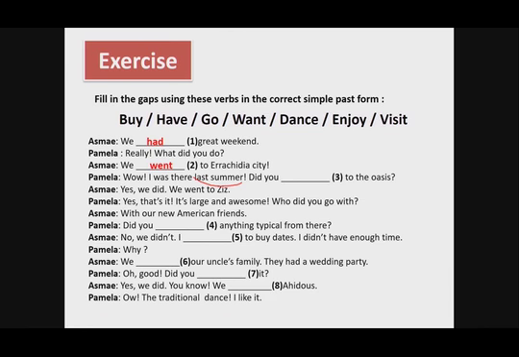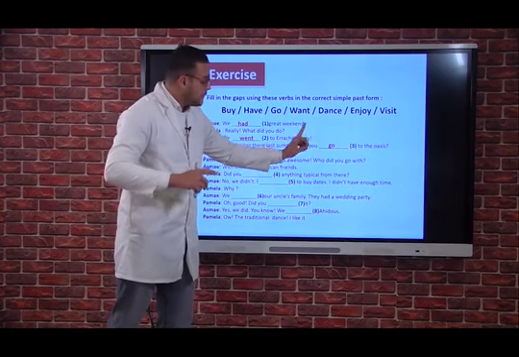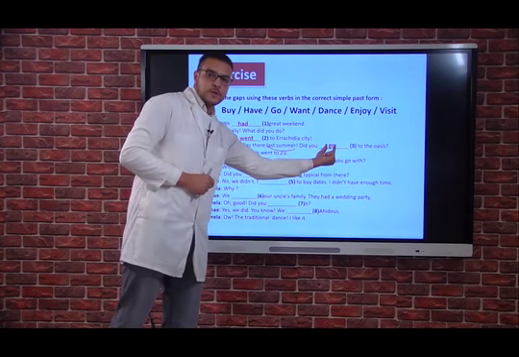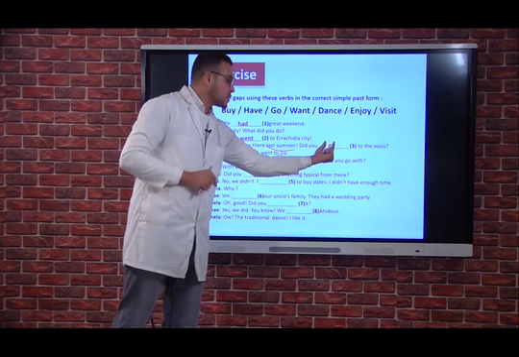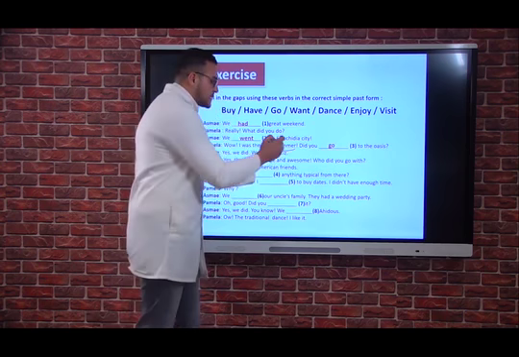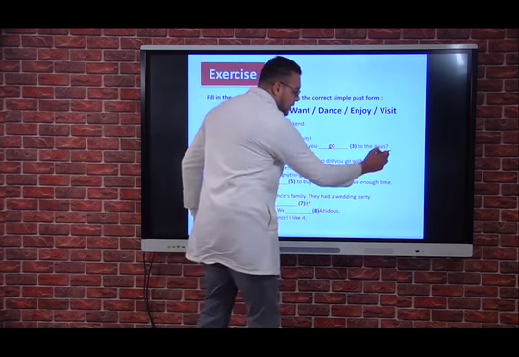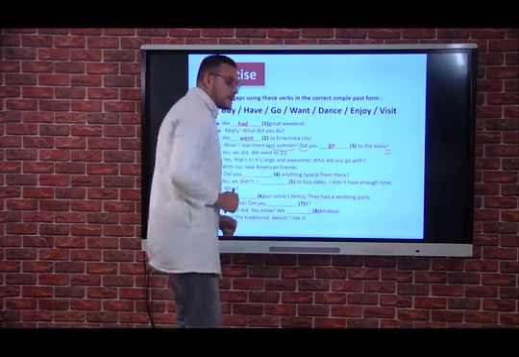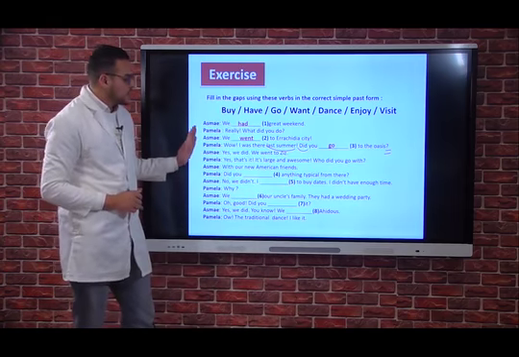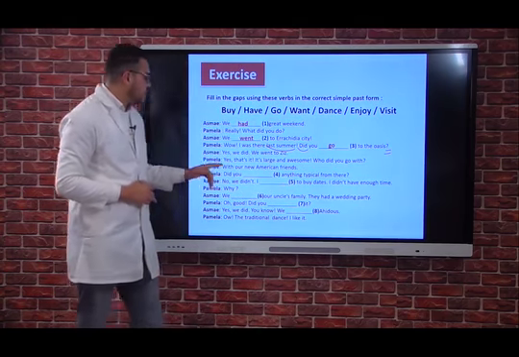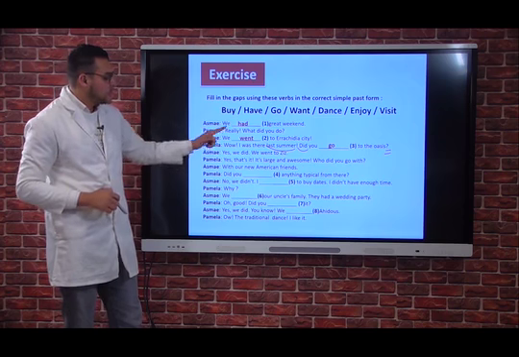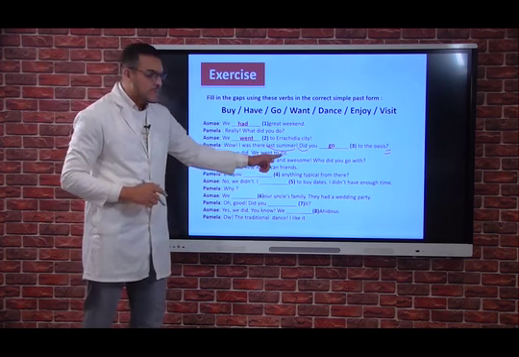Question here: did you go to Oasis? We are going to use the verb to go again, but here it's in the base form. Do not conjugate this verb because it's a question with the auxiliary did. And we say, did you go to Oasis? Asma said, yes, we did. We went to this.